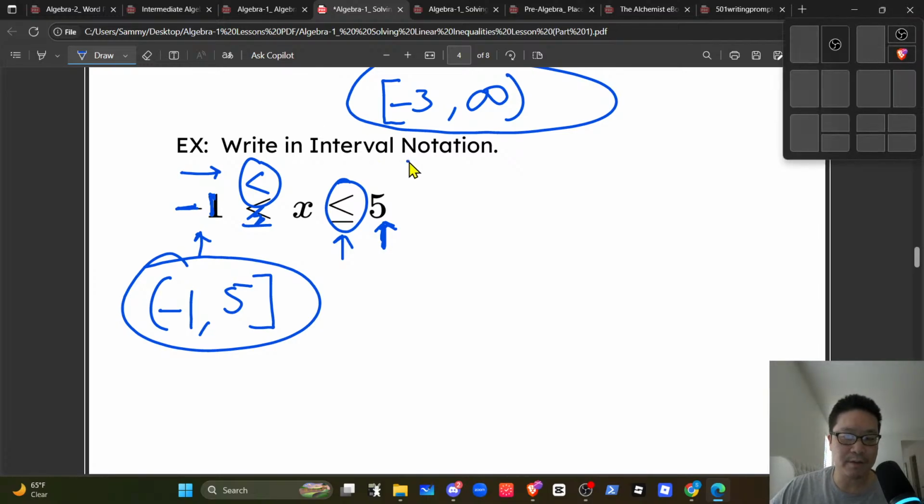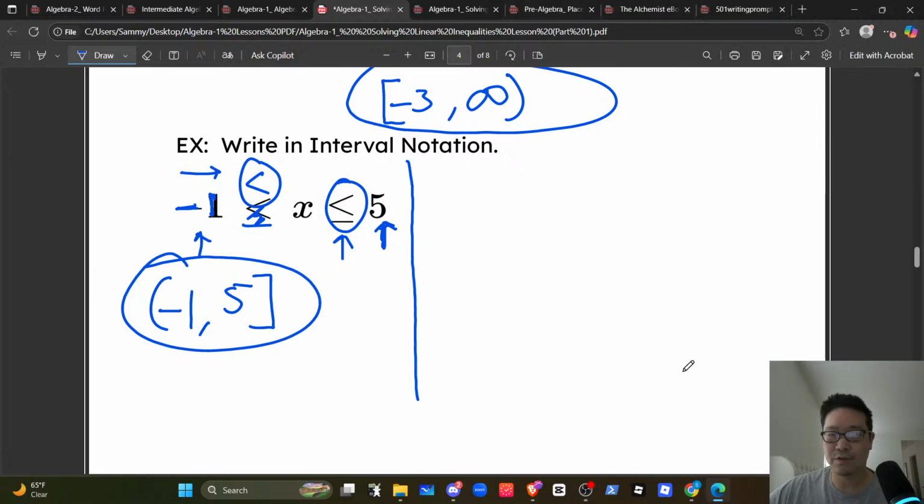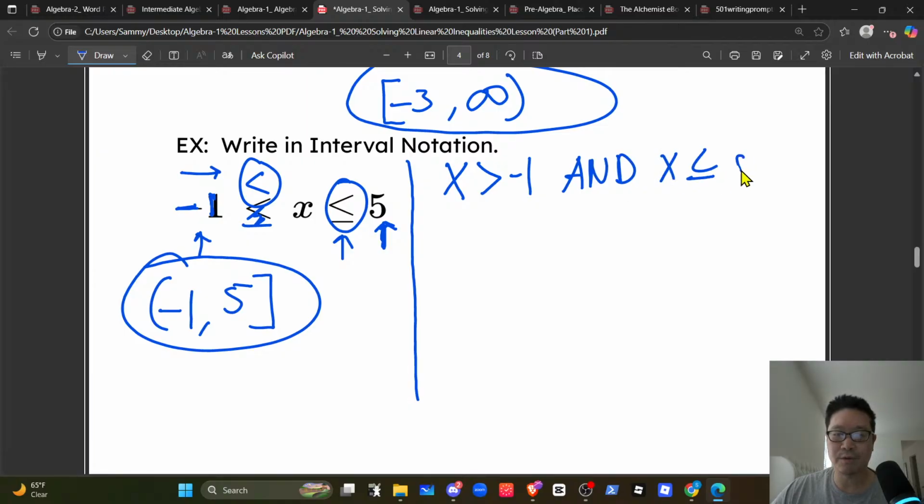Another way you could do it is to break it up into two inequality statements. So x is greater than negative 1 and x is less than or equal to 5. Okay, anytime you see a statement that looks like this, where you have two inequality signs, and they're less than or less than or equal to, it's an and statement, what's called an and statement.